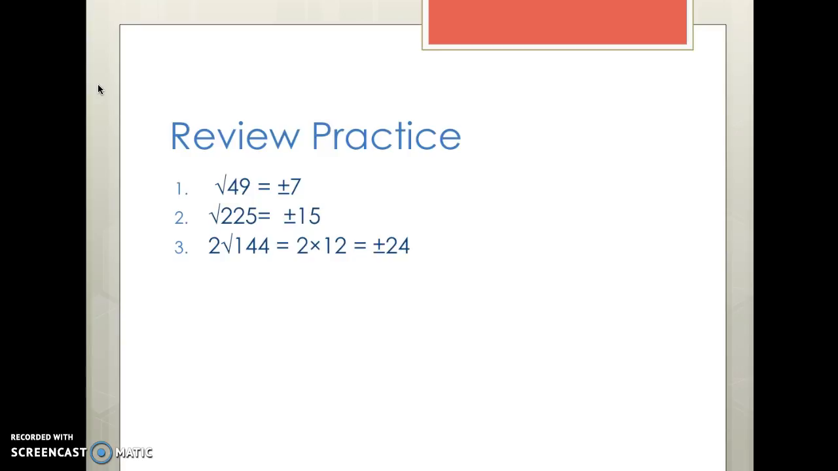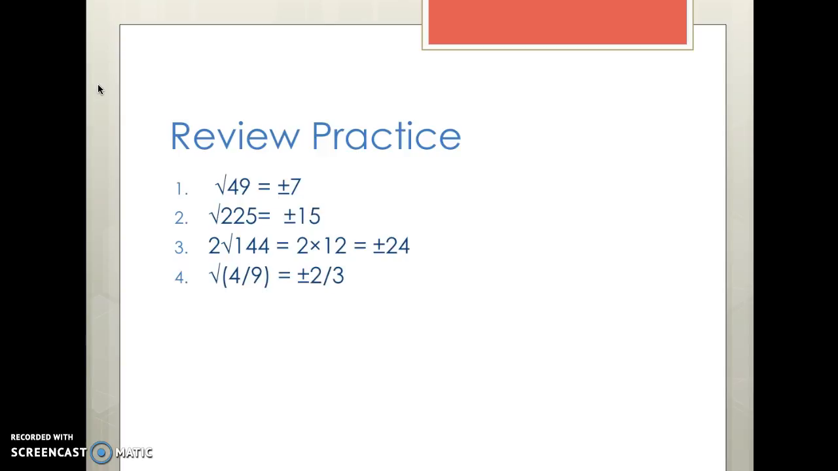Next we have 2 times the square root of 144. So 2 is outside the radical, and 144 is under the radical. So the square root of 144 is 12, and then we take that times 2, so 2 times 12 equals plus or minus 24.